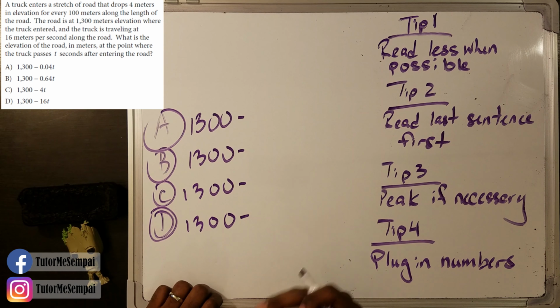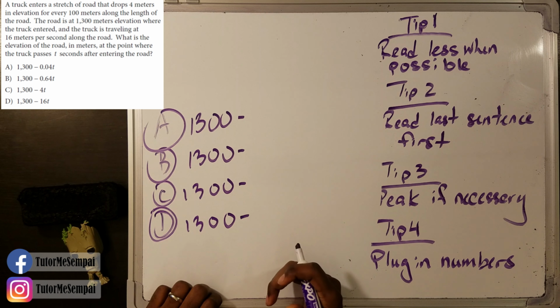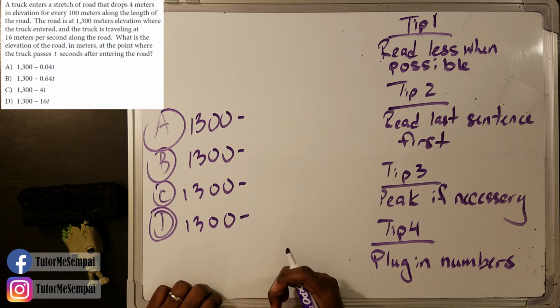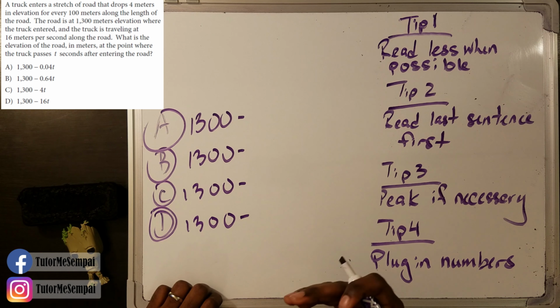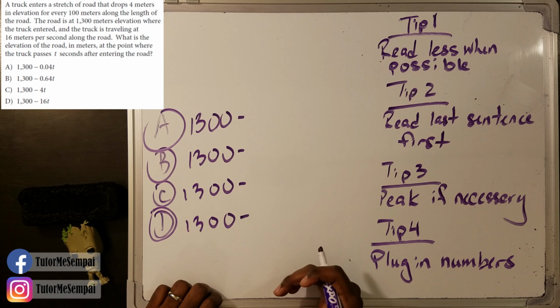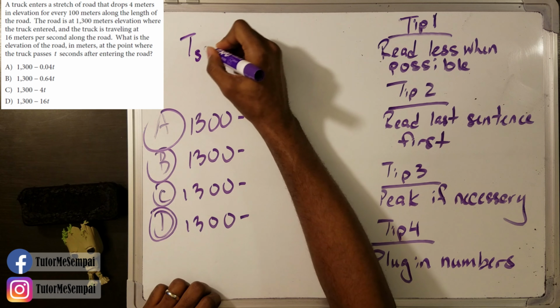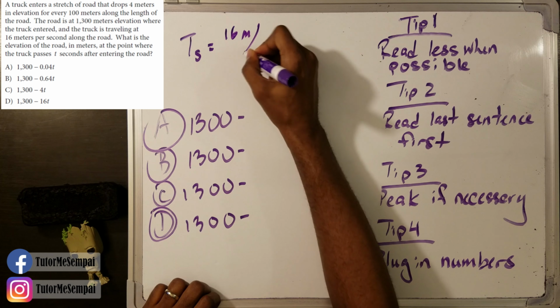Going back to the top, it says a truck enters a stretch of road that drops 4 meters in elevation for every 100 meters along the length of the road. The road is at 1300 meters elevation when the truck entered. The truck is traveling 16 meters per second along the road. So we have a little bit more information. We have the truck's speed, so I'm going to say TS. That's the truck's speed, which is 16 meters per second.